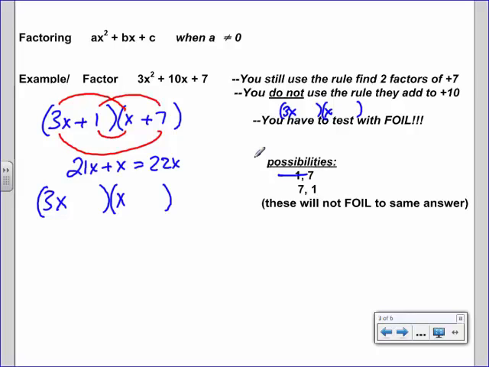We'll change the order now and put in plus 7 plus 1. Again, you only have to check the outside and the inside. 3x times 1 is 3x. 7 times x is 7x. And 3x plus 7x is 10x, which is what we were looking for. So this here is the factored form.